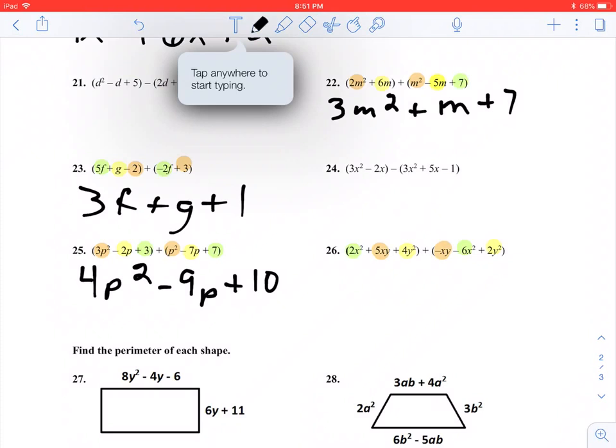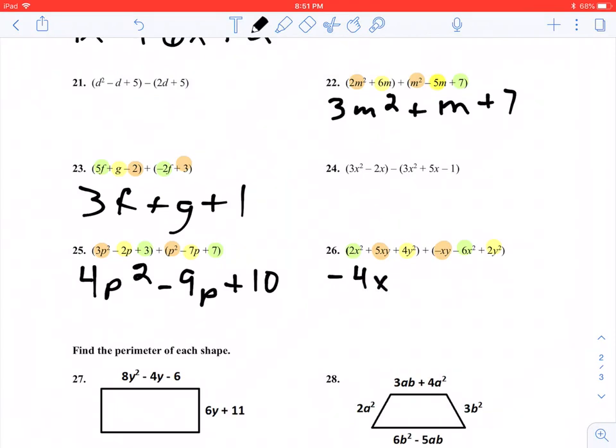Let's start with the green. So 2x squared minus 6x squared becomes negative 4x squared. Actually, before we do the y, we're going to go with the one with the x. So we have 5xy minus 1xy. So that becomes 4xy. And then the last one, the yellow ones, we have 4y squared plus 2y squared, which is 6y squared. And there you go. There's your work from this past Thursday.